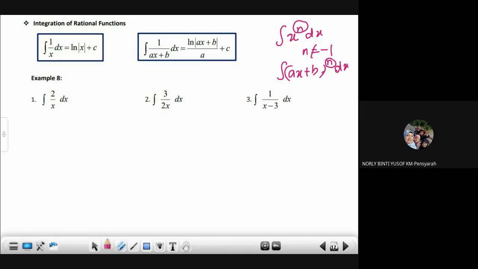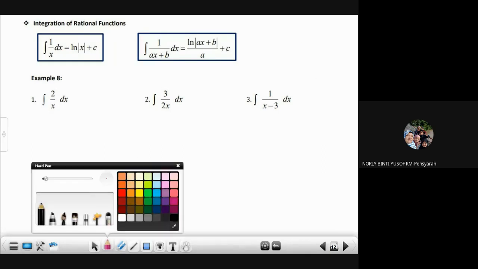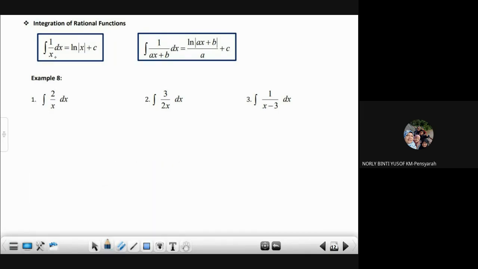Sebab dia ada integration of rational function, reciprocal lah. Dia akan dapat ln. So kita check pun, kita akan dapat kosong dia punya function kan. Sebab tu lah n tak boleh sama dengan negatif 1. So here if you see reciprocal integration, you akan dapat ln x. Sebab apa you dapat ln x? Sebab daripada understanding for ln x, you differentiate in your topic 1, you dapat reciprocal. So kalau reverse, you dapatlah ln x. Sebab itulah integration of 1 over x dx dapat ln x plus c.